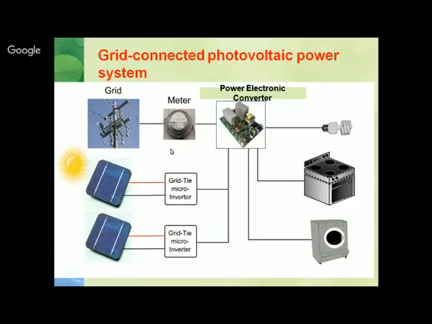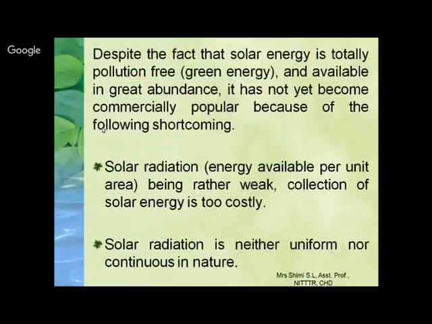So here, micro inverters are being kept here. The reason is ये individually houses हो सकते हैं, and power converter जो DC है उसको AC में convert कर दिया, loads में directly दे दो, otherwise you can even give it to the grid using bidirectional meters. Despite all these facts, solar energy is totally pollution free.